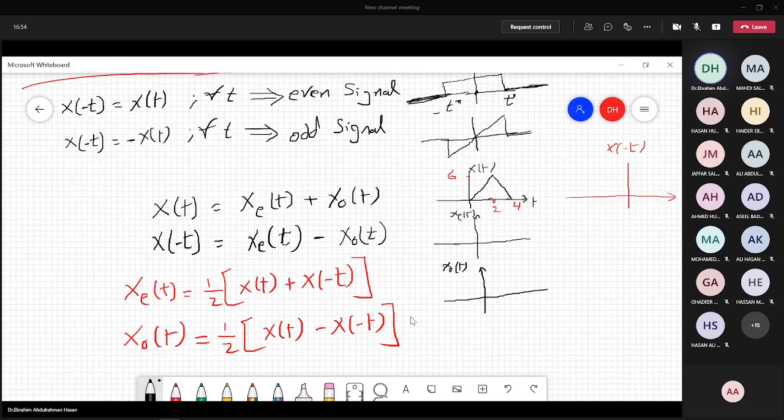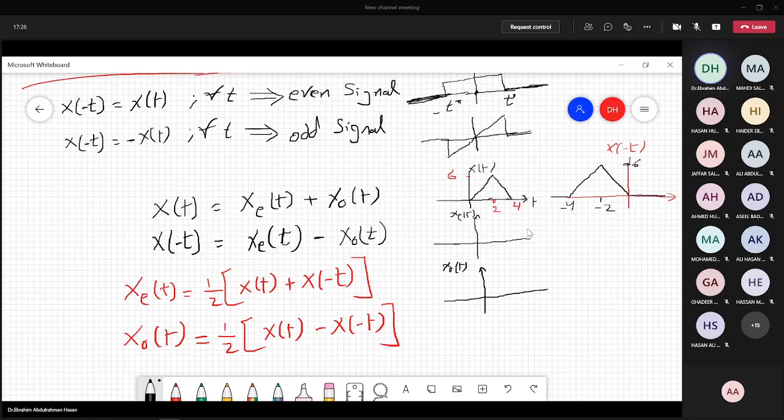So here it is 0, then we put it on the right. Okay, this triangle, we have it here. So like this. So this is minus 4, this is minus 2, and the height is equal to 6. Add these two, and divide by 2 to get the even part.